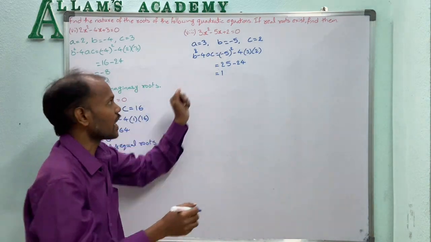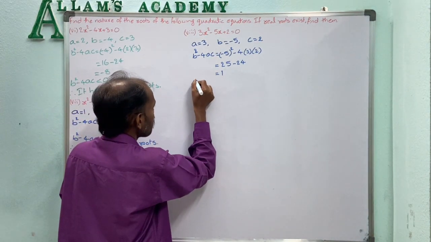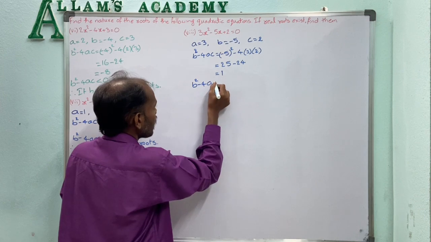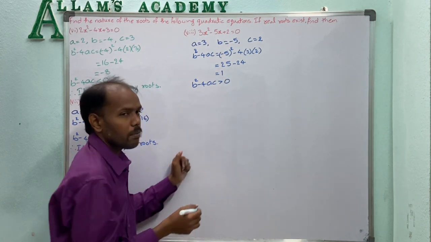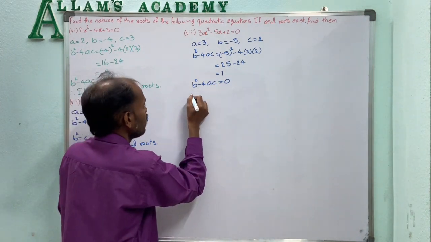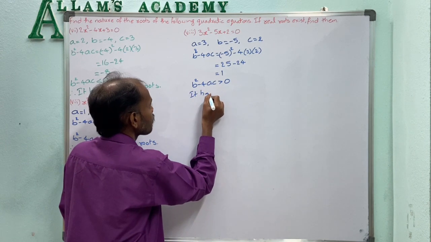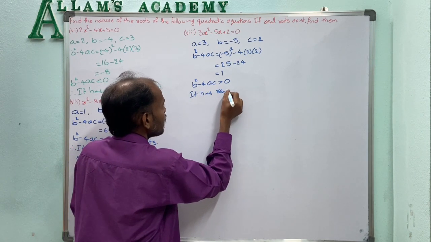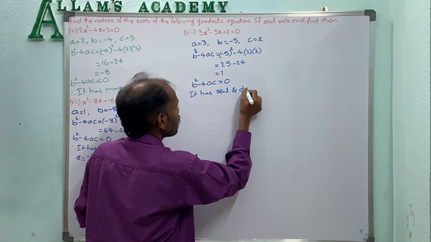1 is greater than 0. That means b square minus 4ac is greater than 0. So if b square minus 4ac is greater than 0, then it has real and distinct roots.